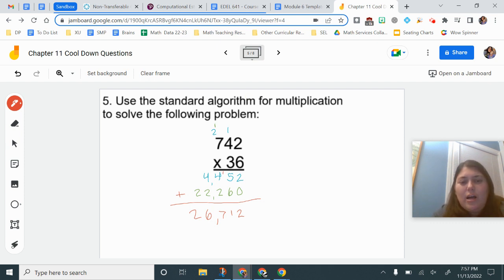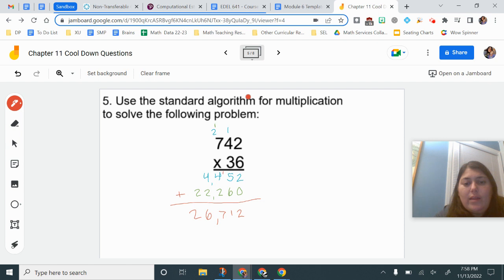Again, I used color to illustrate the different steps. So my first step was multiplying 6 by each digit. So 6 times 2 was 12. Here's my 2, and then my 1 from my 12. The tens place of my 12 goes up above the 4. Same thing happened when I did 6 times 7. It was 42. I added my ones, and then I was able to bring this over. So using that place value.